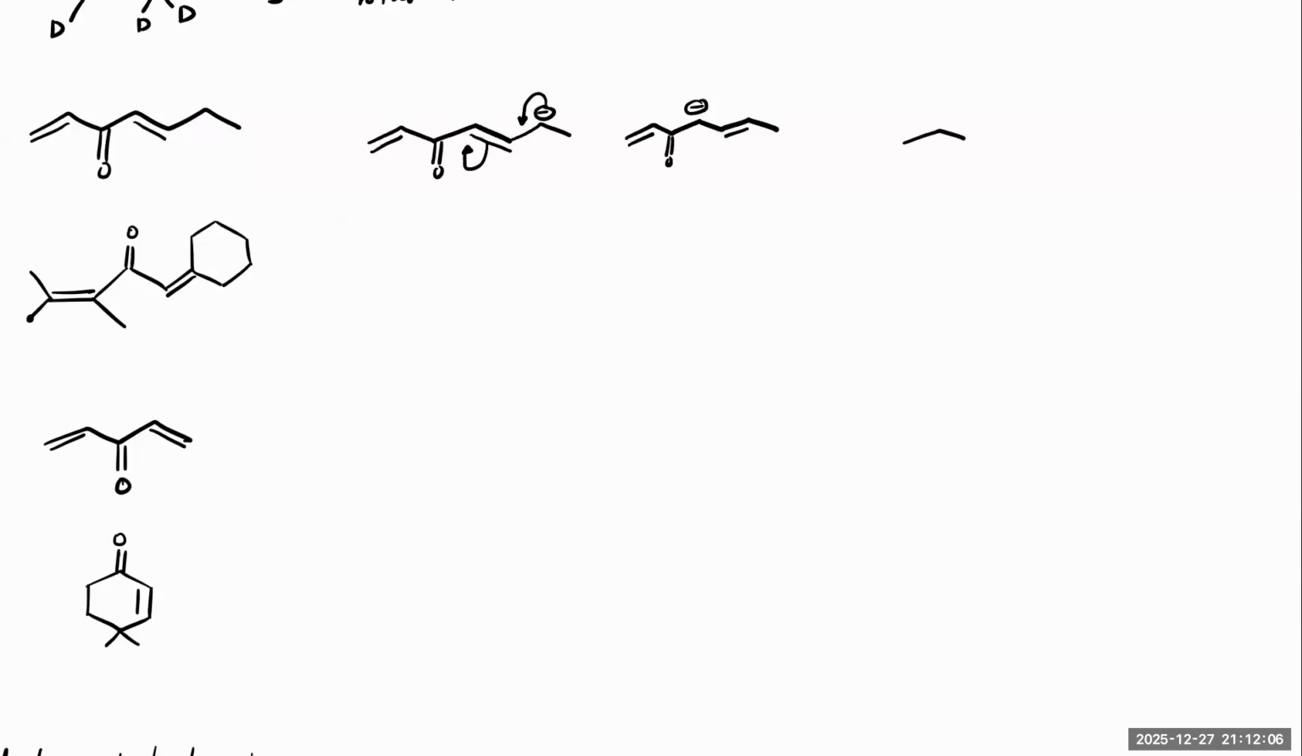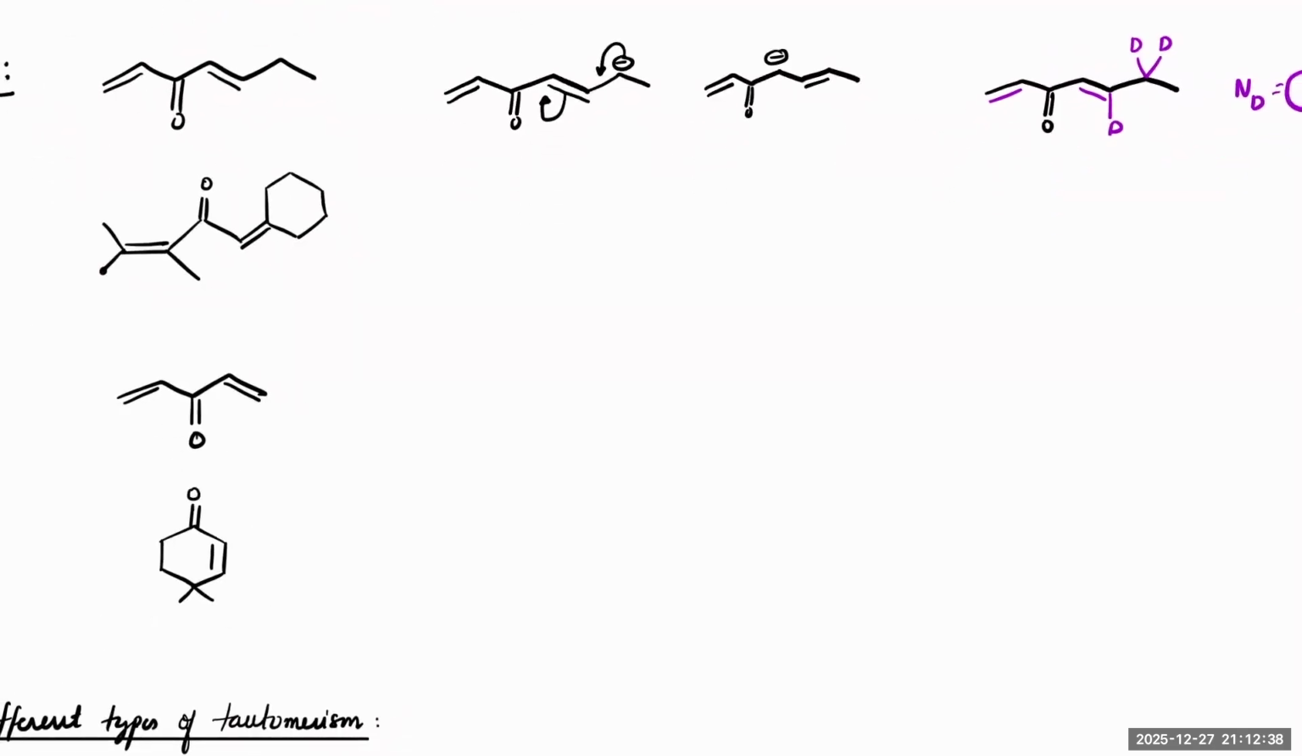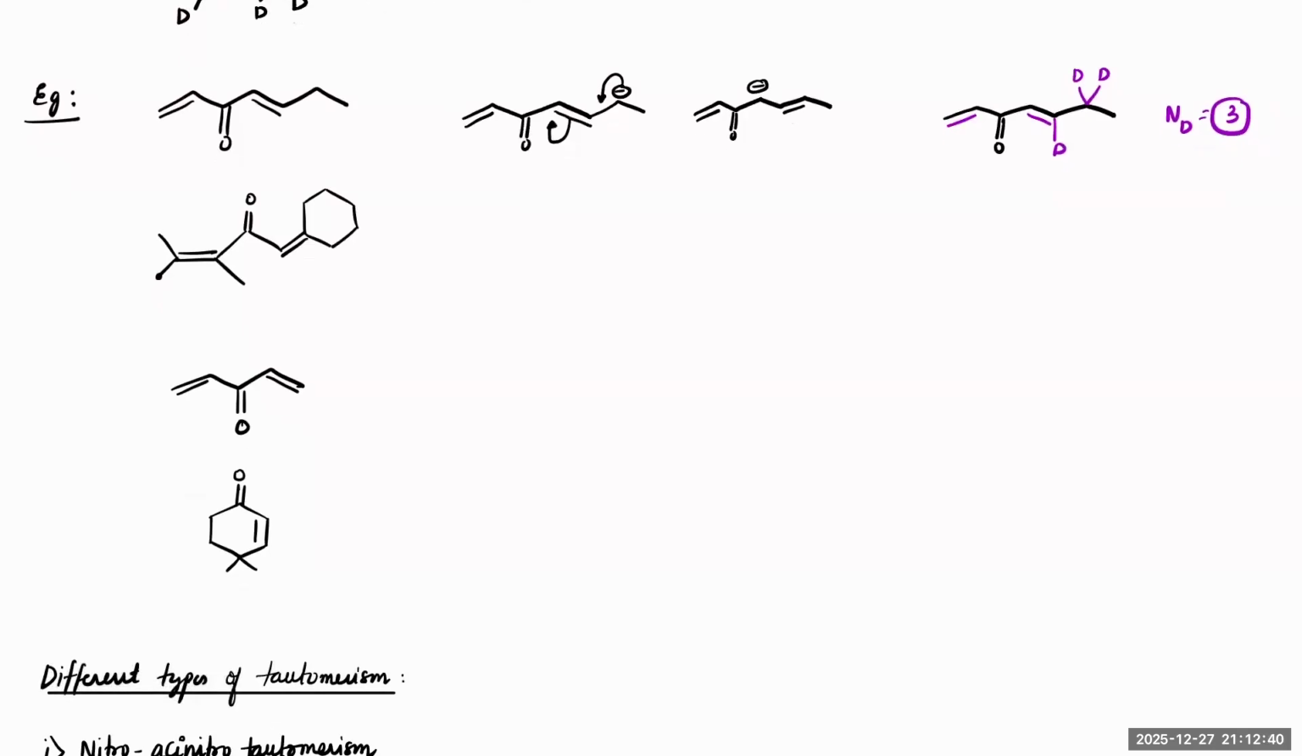Now if I put all of them together, what would I get? Here I would get two deuteriums, correct? Originally double bond is here, which means one deuterium here, and this double bond has no role in it. So the number of deuteriums that could be exchanged in this case will be 3. So 3 deuterium exchanges are possible in this case. Clear? See the next case.